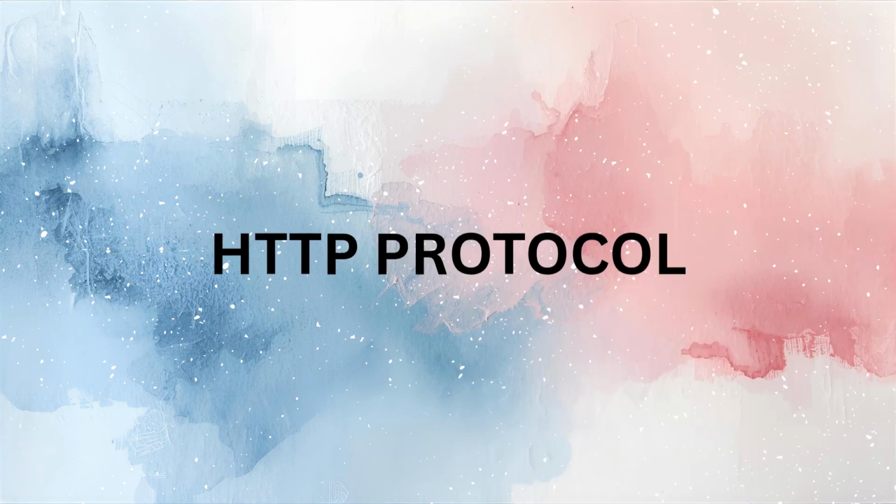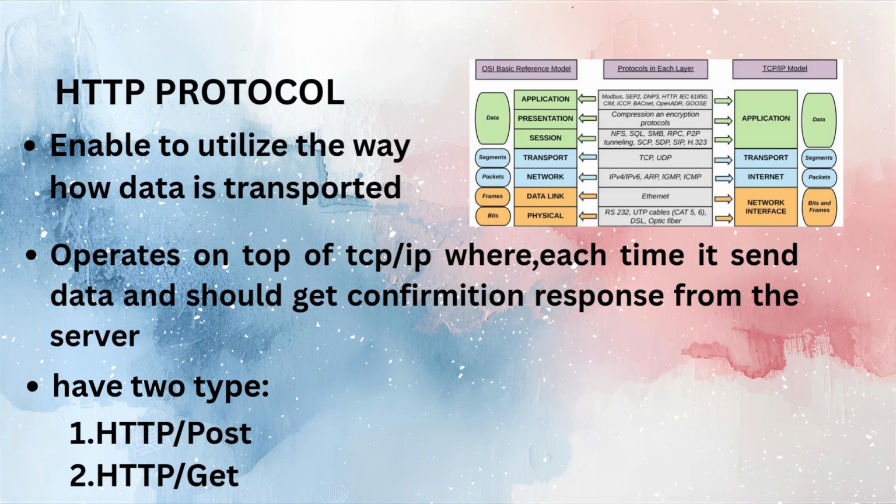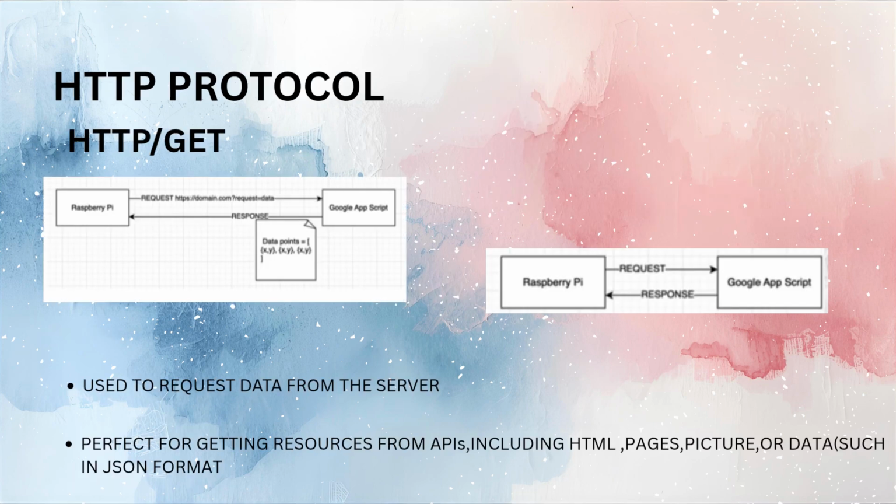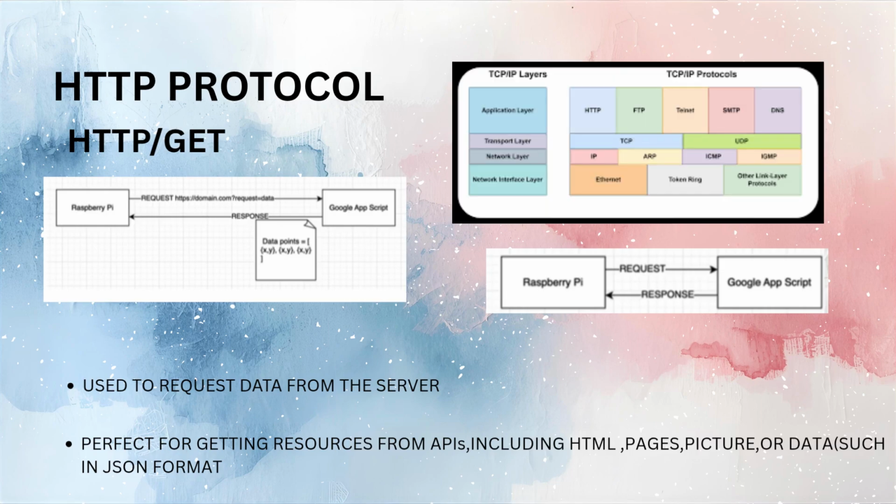Then HTTP protocols. Understanding HTTP will enable us to utilize the way data is transported. HTTP operates on top of TCP/IP, meaning each time it sends data. The HTTP method has two types: HTTP POST, and the second is HTTP GET. Data from a server uses HTTP GET. It's perfect for getting resources from APIs, including HTML pages, pictures, or data.